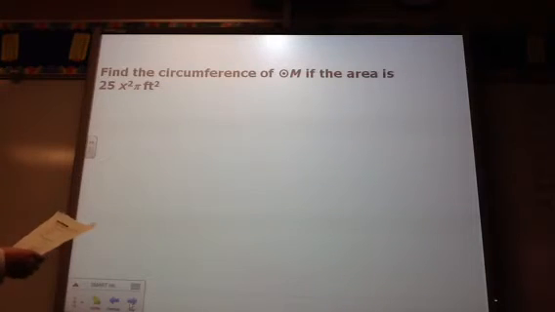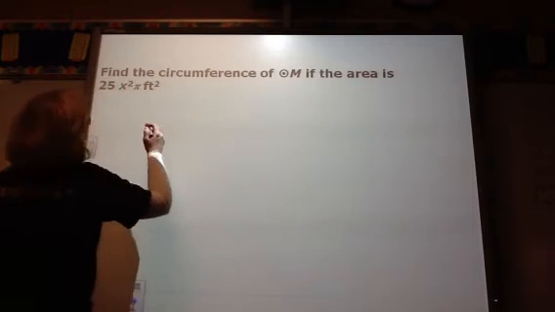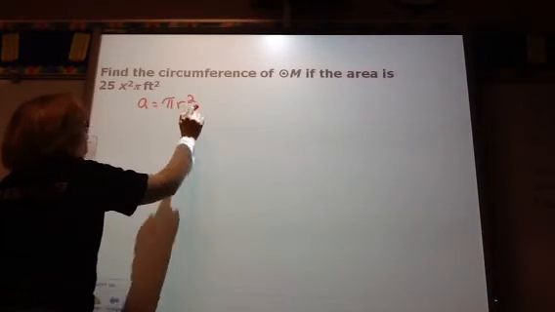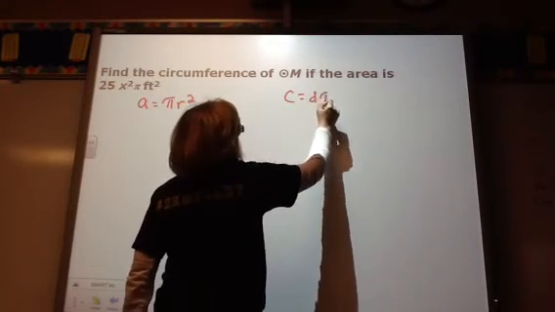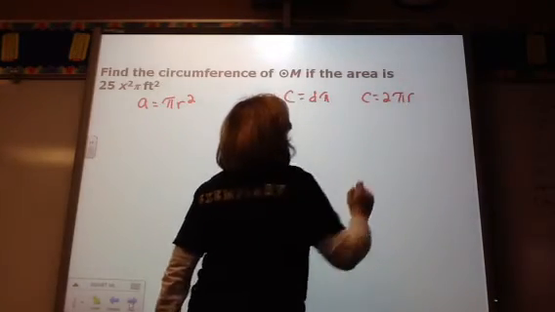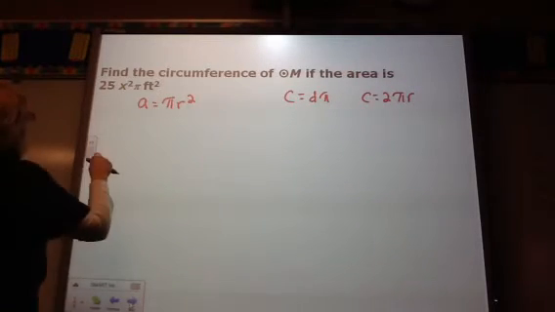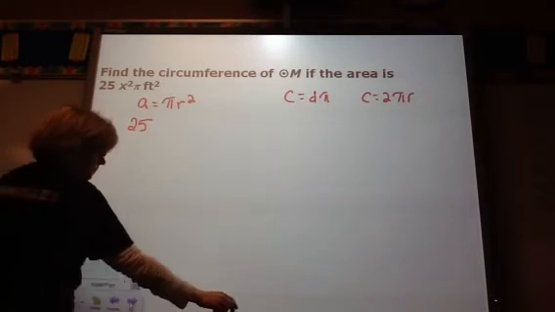Okay, now we've got to find the circumference of a circle when the area is given. Okay, so area equals pi r squared. For circumference, we can use diameter times pi, or we can use 2 pi r. Alright, so let's try to find out what the radius is. What's given is the area, so let's substitute that in for area.